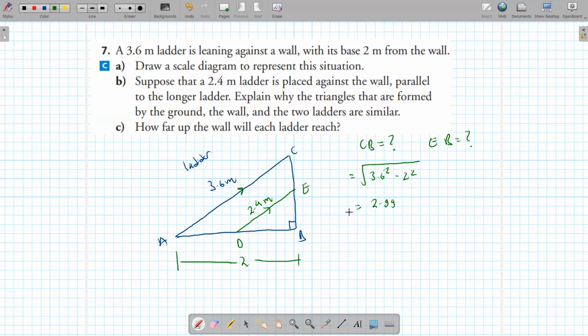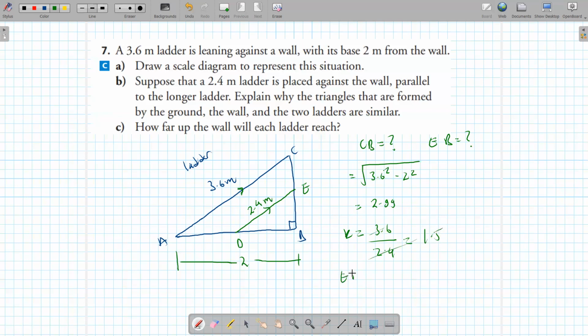Right? How do we find EB? Yeah, find the scale factor. What gives you the scale factor? 3.6 over 2.4. Quick maths, what is that? 1.2 goes into both of them. 3, 1.5. Yeah, exactly. 1.5 is their scale factor.